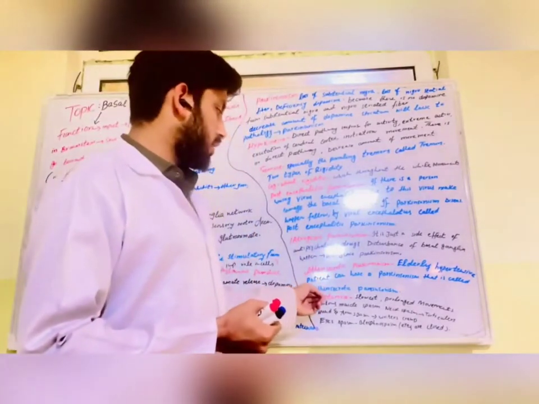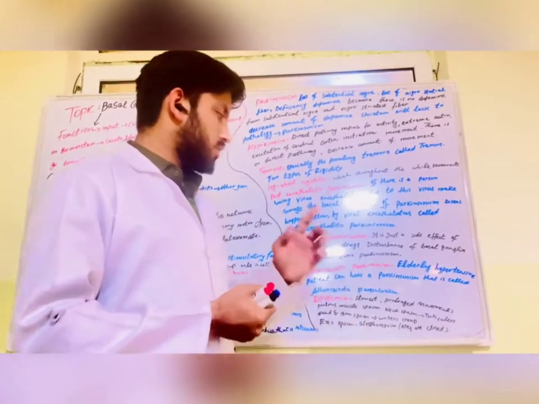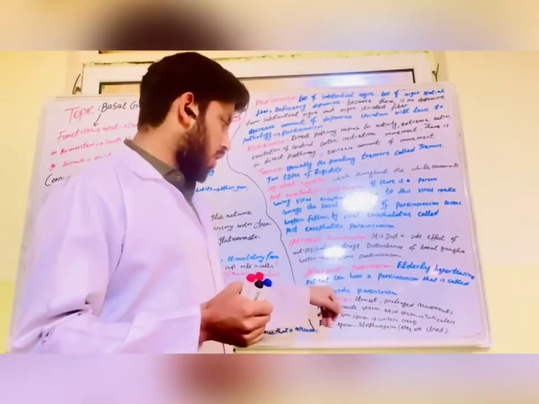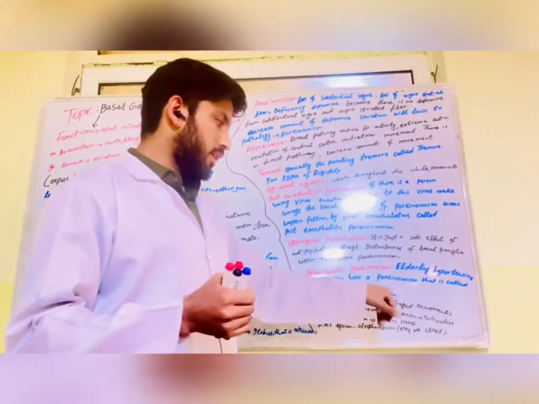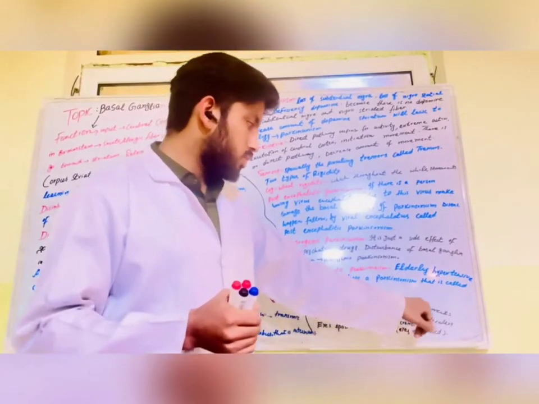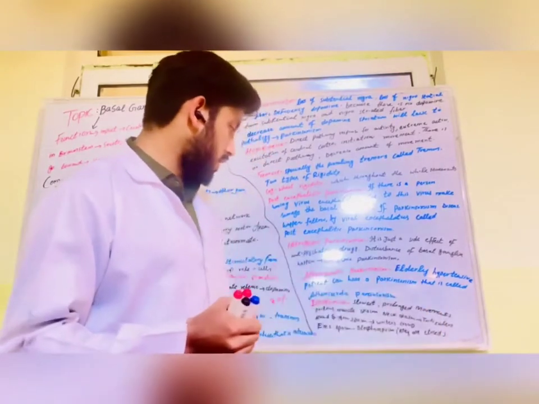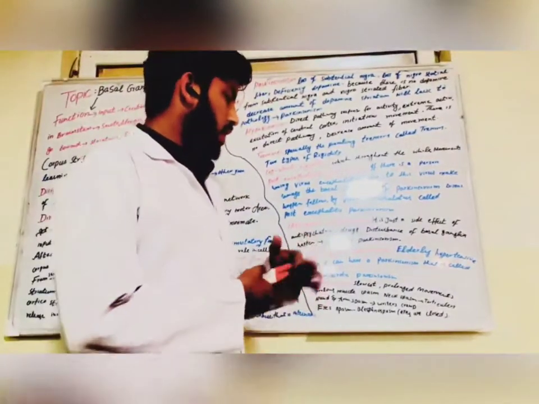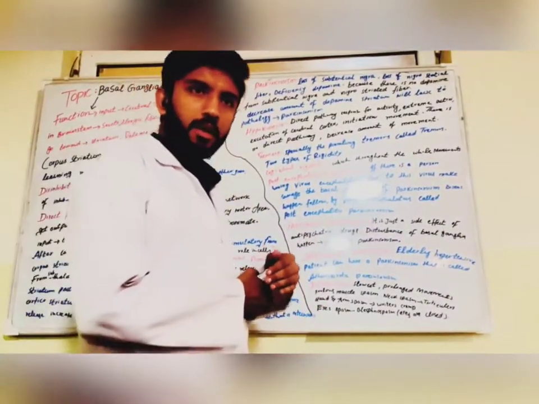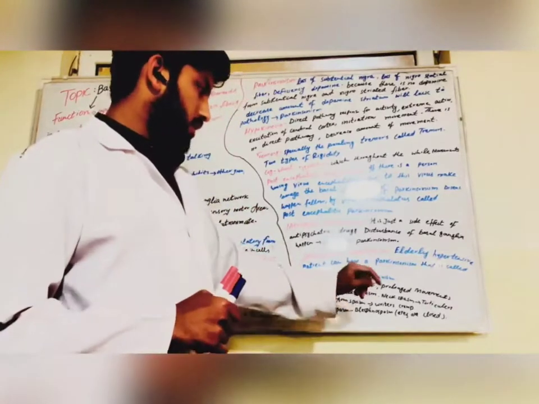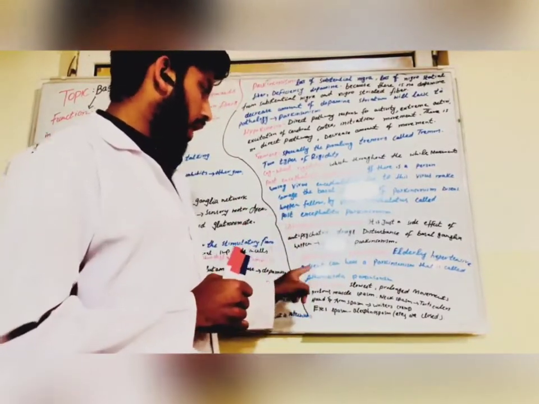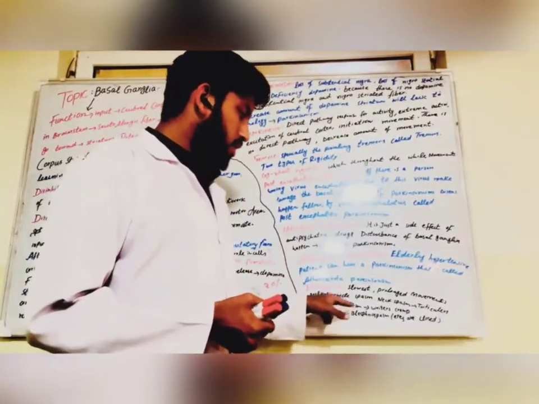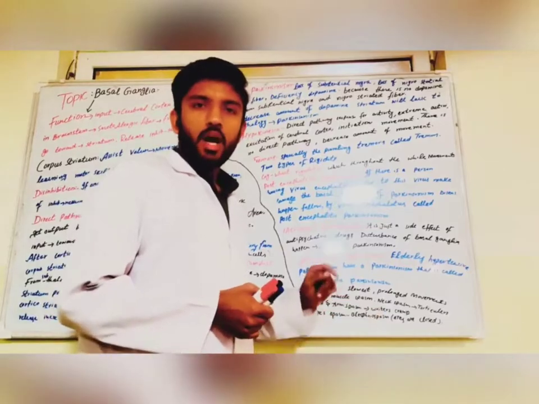Then we have dystonia, which is slow prolonged movements, prolonged muscle spasm, neck spasm (torticollis), hand and arm spasm, writer's cramp, and eye spasm, blepharospasm, where the eyes are closed.